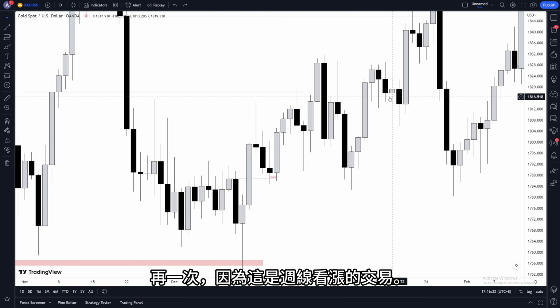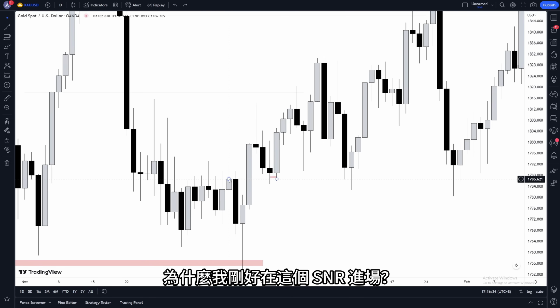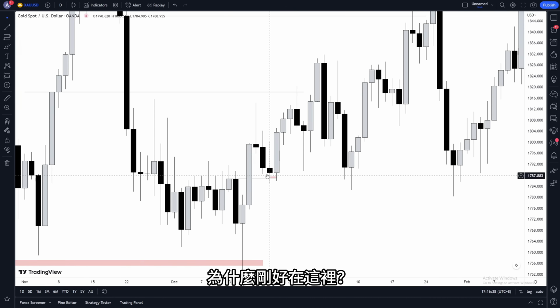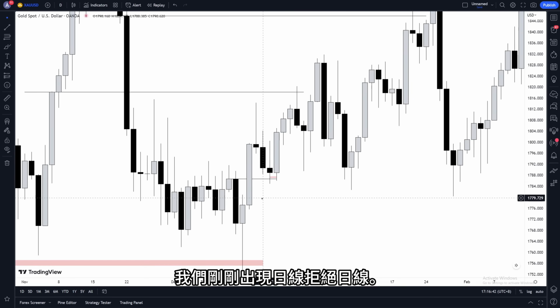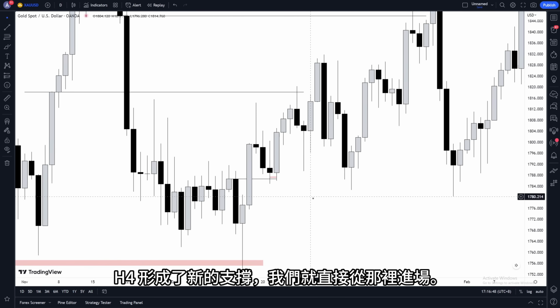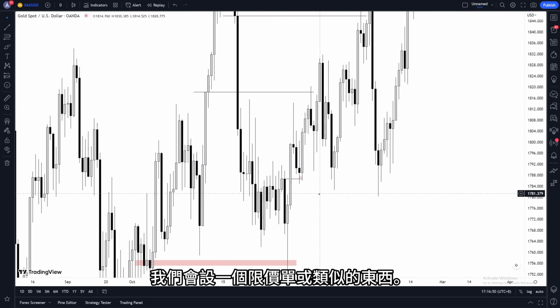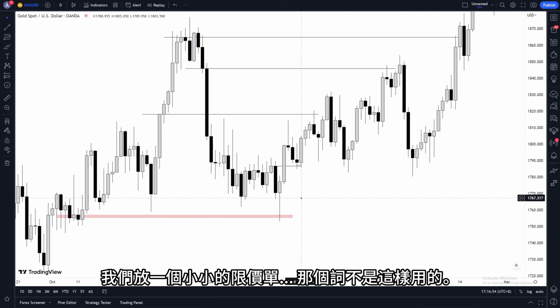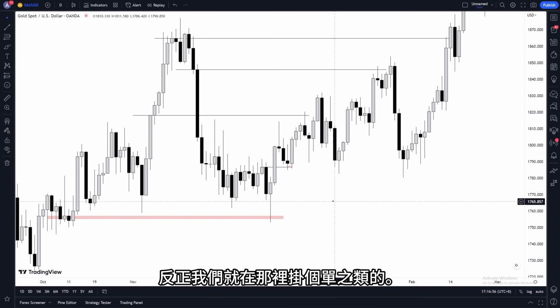So why did I enter here? Again, weekly bullish trade. Why did I enter exactly at this SNR, right? If you want to look at the line chart, buy sell, boom, break. Why exactly here? Because we had that setup, we had that reaction, which is daily reject daily, and as a result of the daily reject daily, I love this preferred setup. H4 new support, and we enter straight off of that. We set a limit or something like that. We put a little limit over there and things like that.